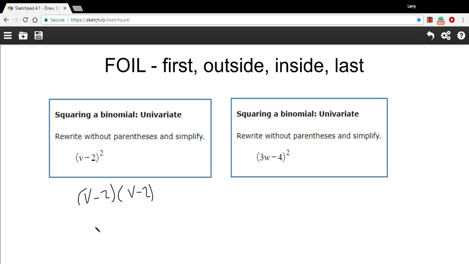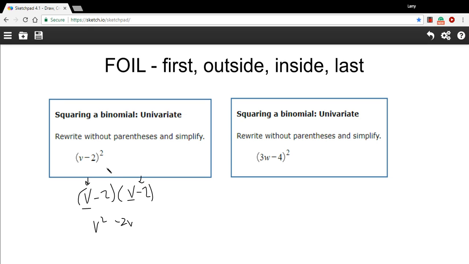There is a pattern, though, and once you see the pattern, it might be quicker to use the pattern to figure this out, but let's go ahead and FOIL this out and see what we get, and then we'll talk about the pattern. So FOIL, we're going to multiply the first terms. V times V is V squared. The outside terms, V times negative 2 is minus 2V.